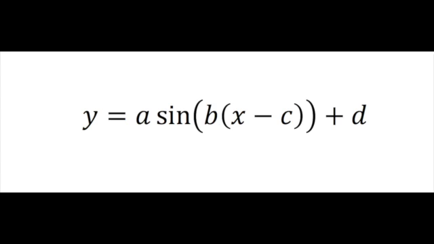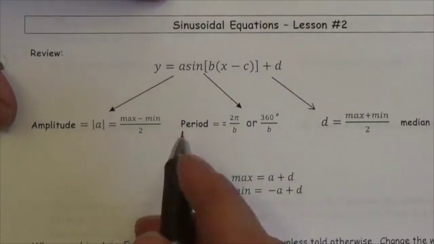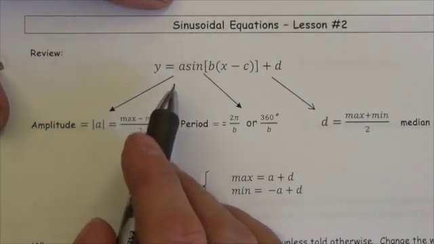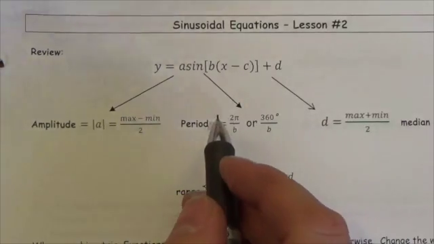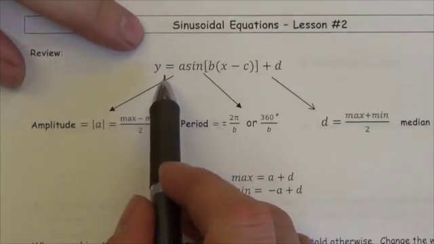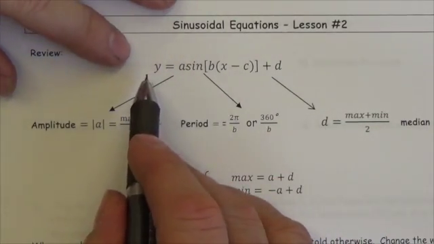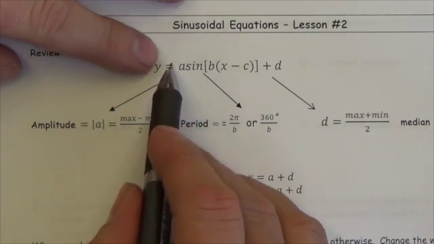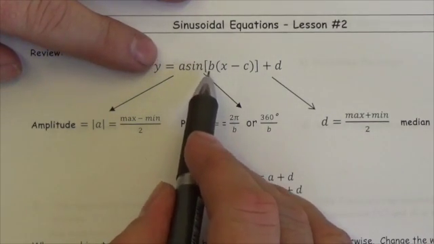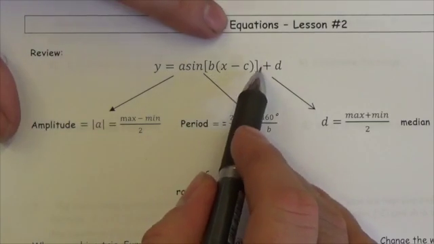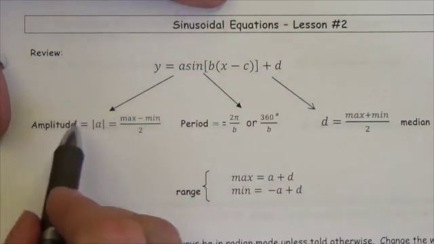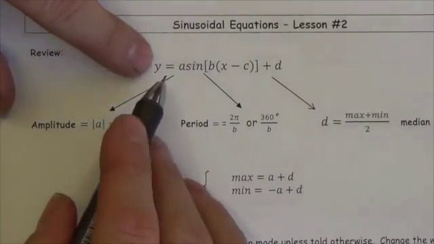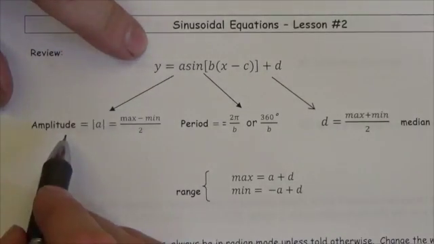All right, so in this lesson, we're going to take a quick look at relating the graph of a sinusoidal function to its equation. Normally when we write out a sinusoidal equation, it'll have this form: y equals a times the sine of b times (x minus c), and we close the brackets there for the sine, and we add d at the end. And a, that first coefficient, is going to be the amplitude.